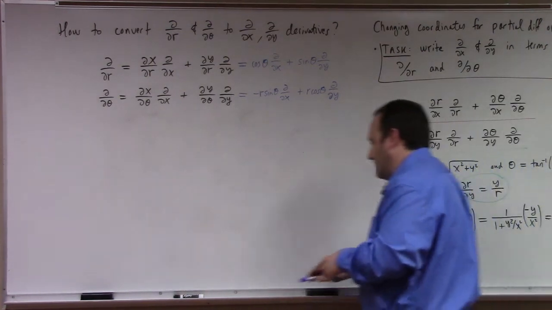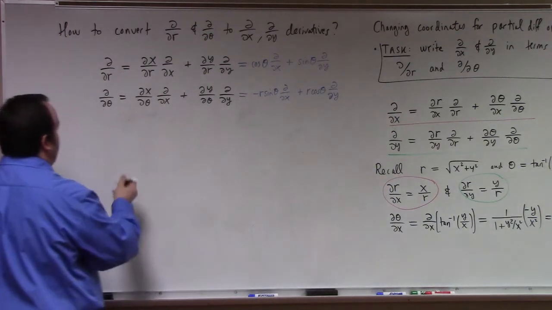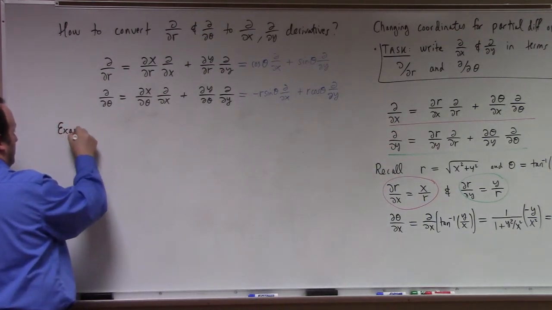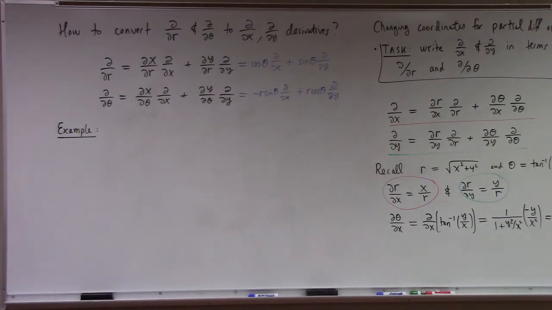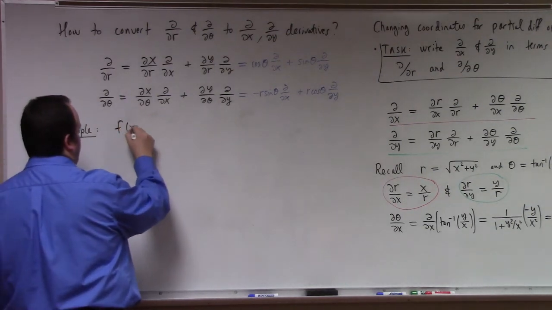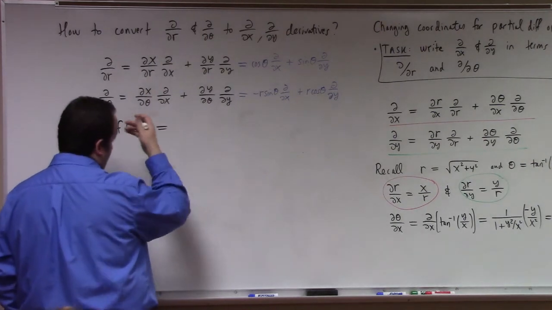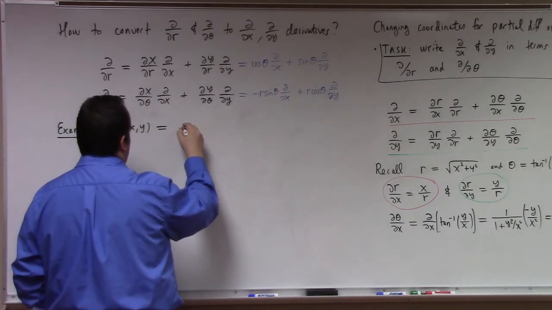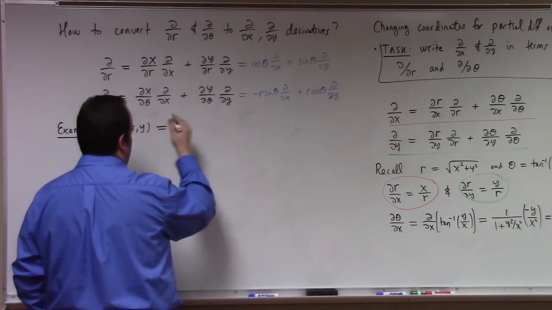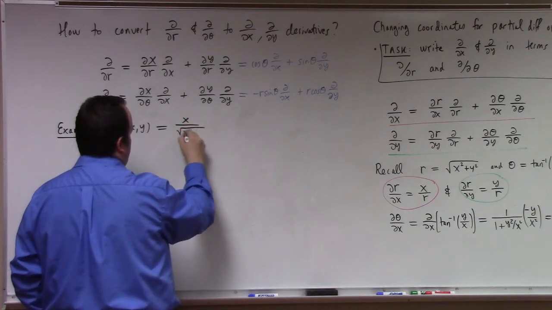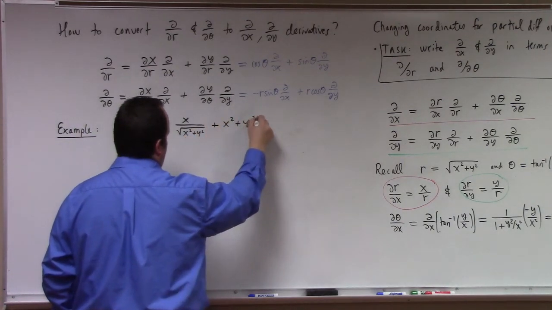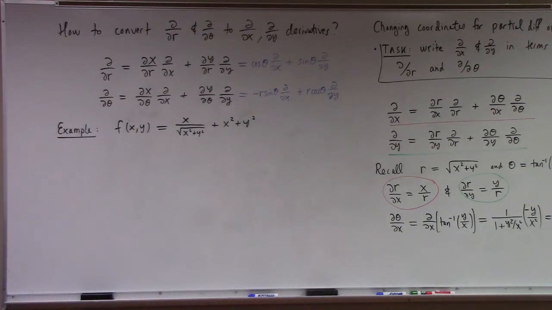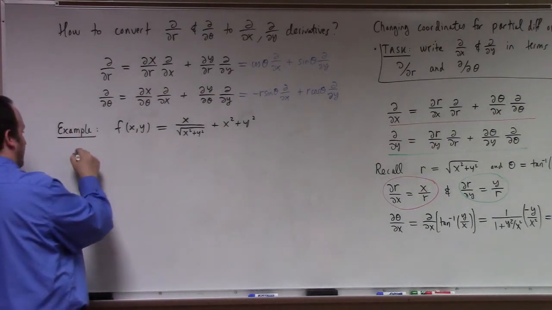Let me just pause for a second here to show you how this works on a specific example. Otherwise, this is just kind of hocus pocus, symbol pushing. What if we look at, say, f of x comma y equal to, let me suggest, how about x over the square root of x squared plus y squared, plus x squared plus y squared? So we could calculate partial f, partial x. What would that look like?